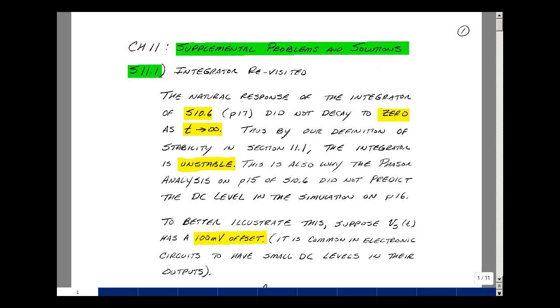This lesson deals with Supplemental Problem 11.1. You can find this problem in the ECE202 ebook in the Chapter 11 Supplemental Problems, starting on page 1. Let's revisit the integrator of Chapter 10.